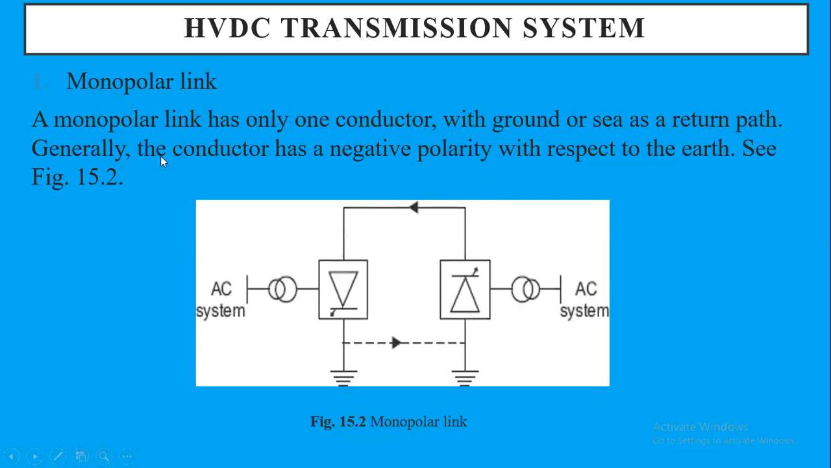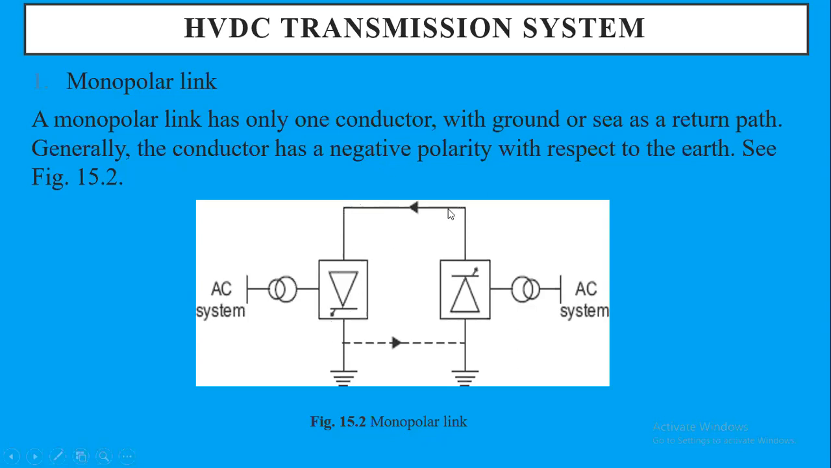So we already discussed the conductor has a negative polarity with respect to the earth, because positive we need to earth, and in negative conductor we need to provide a supply, I mean from this side to this side. This is the ongoing and reverse current phenomena by completion of current would be out there. This is a concept of monopolar link in HVDC transmission line.